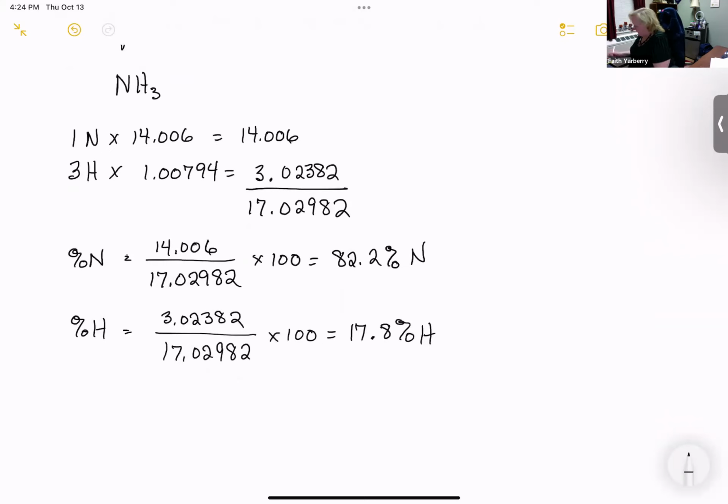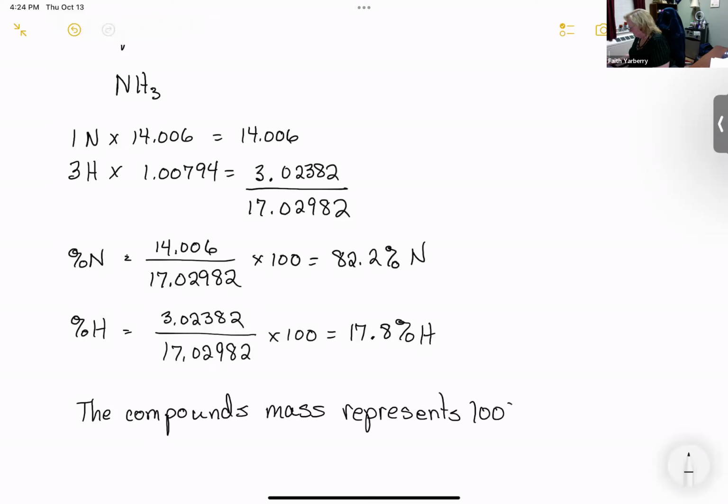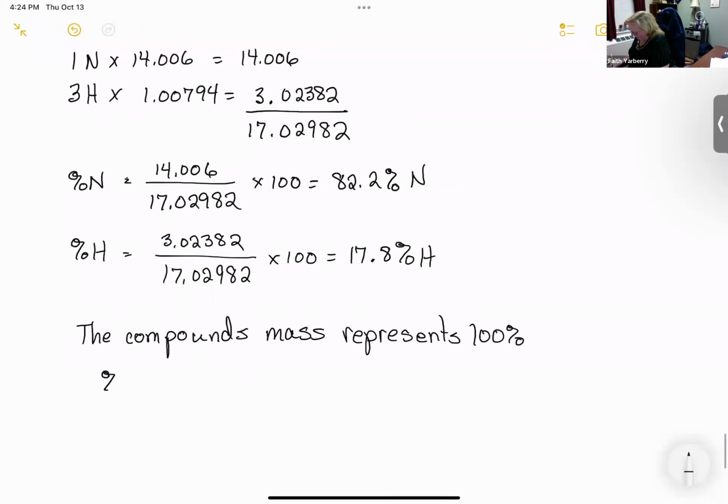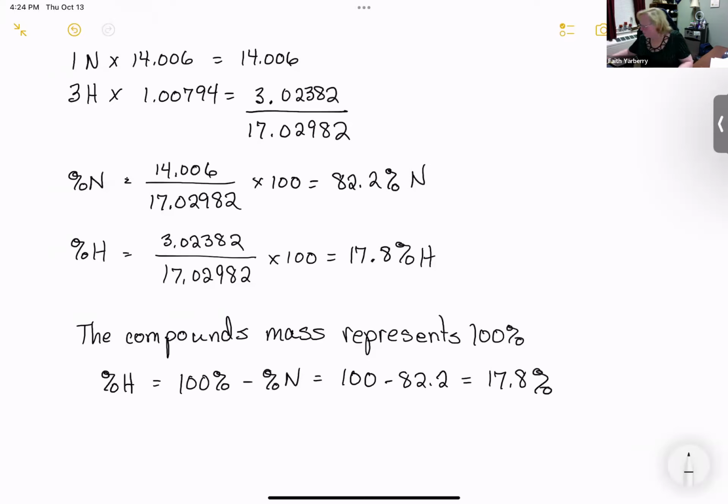Now, there is another way we could have gotten the percent hydrogen, and that is to realize that the compound's mass represents 100%. So we could have gotten the percent hydrogen by taking the 100% and subtracting the percent nitrogen, or in other words, 100 minus 82.2, and that would have given us the 17.8% that is hydrogen.